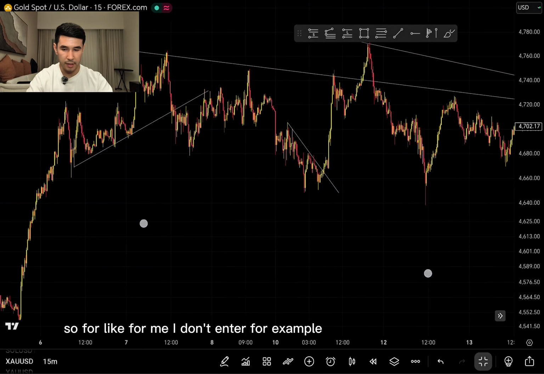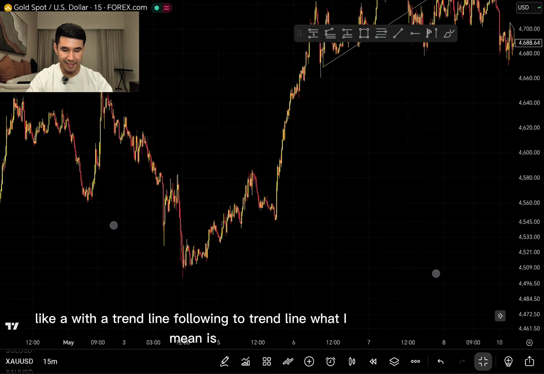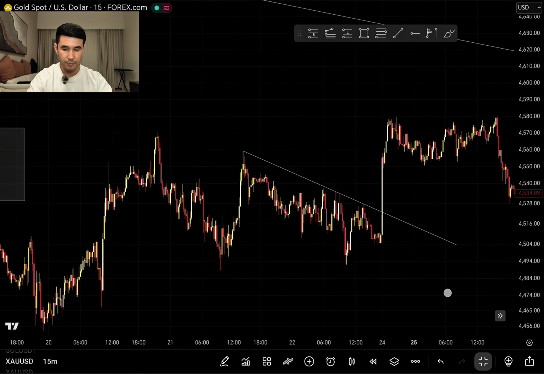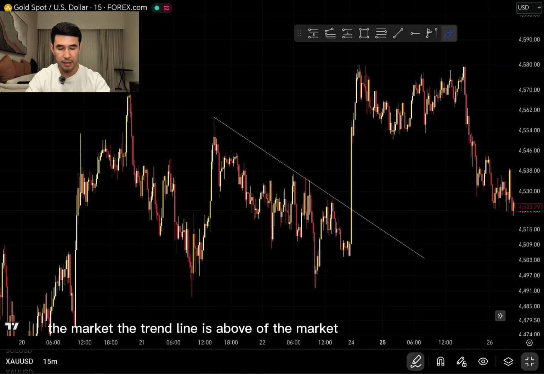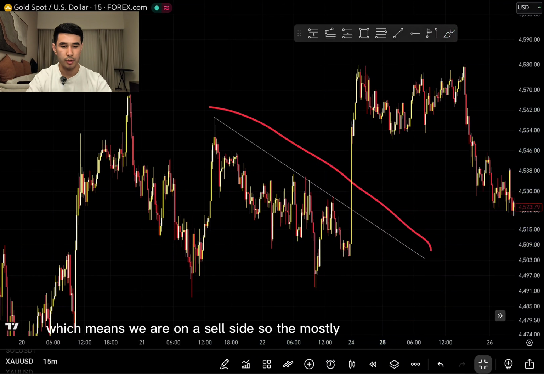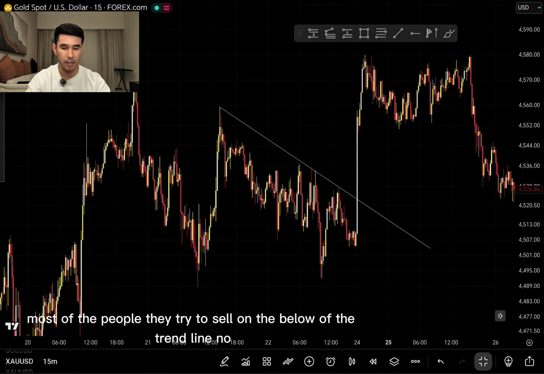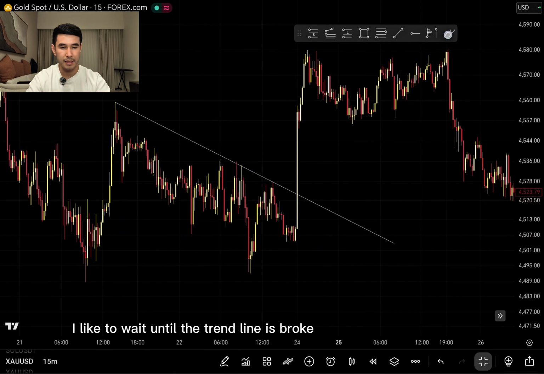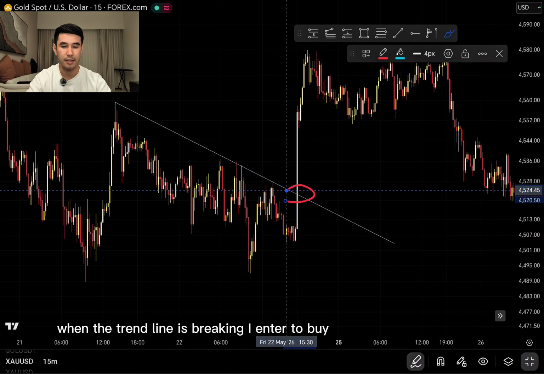For me, I don't enter, for example, following the trend line. What I mean is, for example, here is a bearish trend line, right? The trend line is above the market, which means we are on the sell side. So most people try to sell below the trend line. No, for example, I like to wait until the trend line is broken. When the trend line is breaking, I enter to buy.